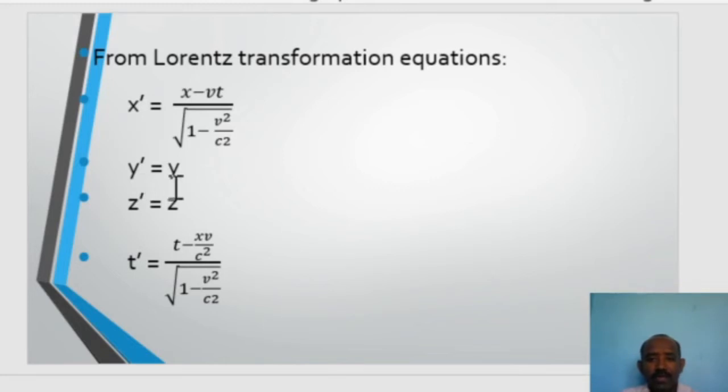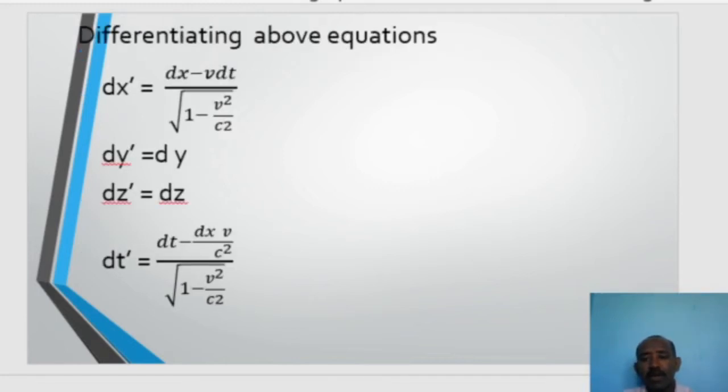In the y direction there is no movement, so that's why we are taking y dash is equal to y, and along the z direction also there is no velocity component, so z dash is equal to z. And for time, we are also taking the expression t dash is equal to t minus xv by c square by root of 1 minus v square by c square. So now we have to differentiate all the four expressions.